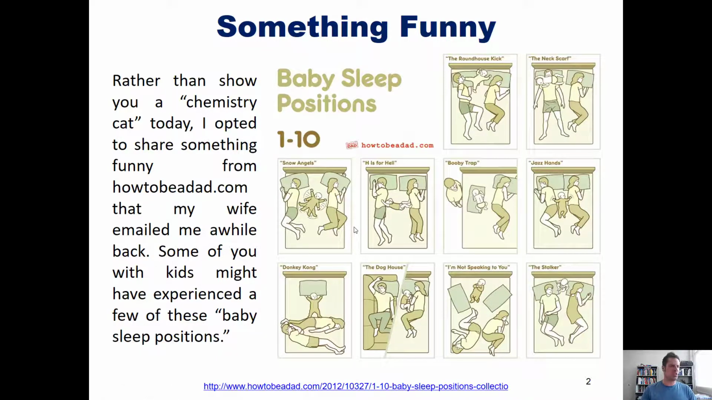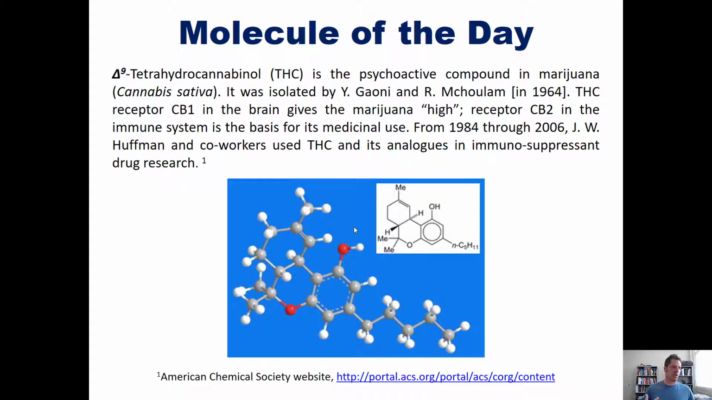We now move on then to an interesting molecule of the day. The one I'm featuring today is delta-9 tetrahydrocannabinol, also known as THC. It happens to be the psychoactive compound in marijuana or Cannabis sativa. It was first isolated by Y. Gaoni and R. Mechoulam in 1964. THC receptor CB1 in the brain gives the marijuana high, while receptor CB2 in the immune system is the basis for its medicinal use. From 1984 to 2006, J.W. Huffman and coworkers used THC and its analogs in immunosuppressant drug research.